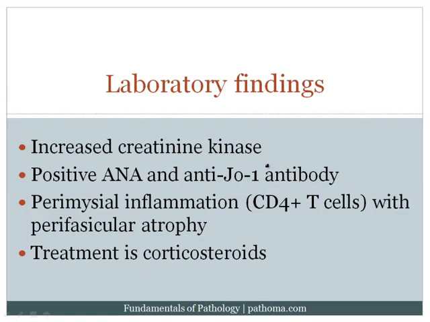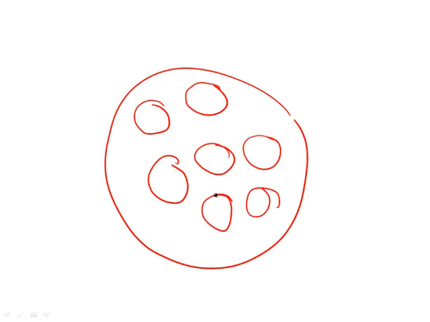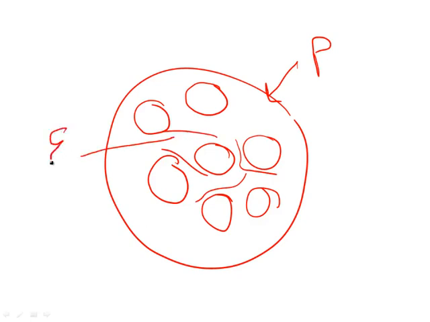The hallmark and one of the defining features of this disease is that you have perimysial inflammation with perifascicular atrophy. Now, in order to understand that, let's go back and remind ourselves, this is the muscle fascicle, and the fascicle is made up of a bunch of individual fibers. Now, the connective tissue that sits out here at the edge of the fascicle, this is called the perimysium. And the connective tissue that sits in between the fibers, this is called the endomysium.